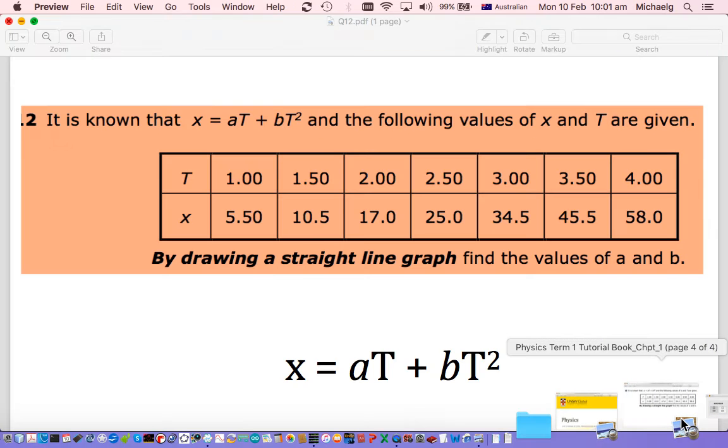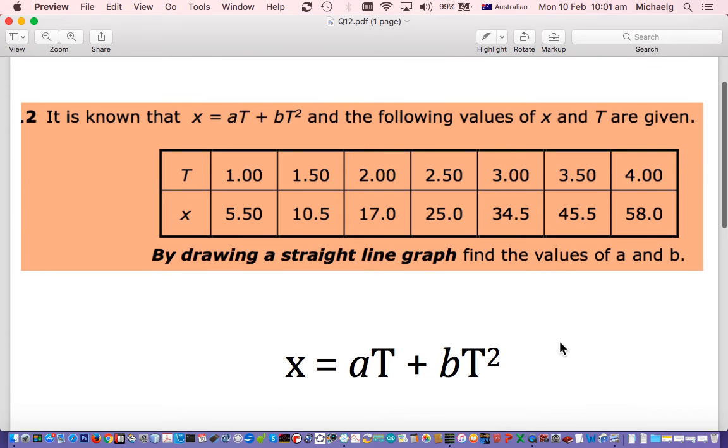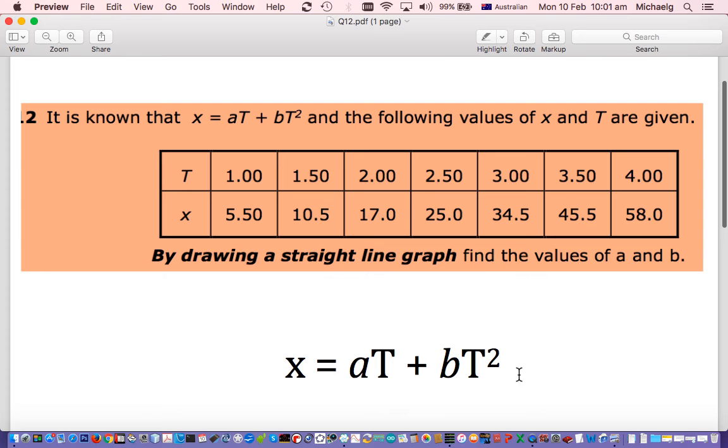We'll pull this up. Okay, so what I've done is I've created a new PDF file here. So this is the question, and this is our equation. X is equal to a t plus b t squared. And it says find a and b by making a straight line graph. Okay, so from a straight line graph we get a slope and a y-intercept. But this here is a parabola.